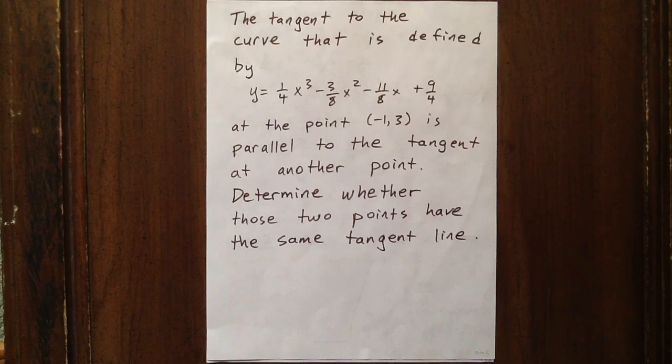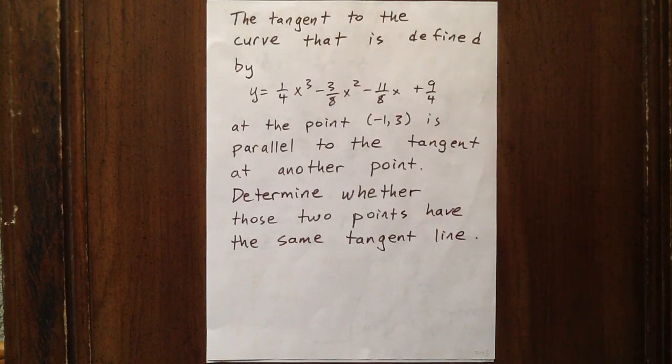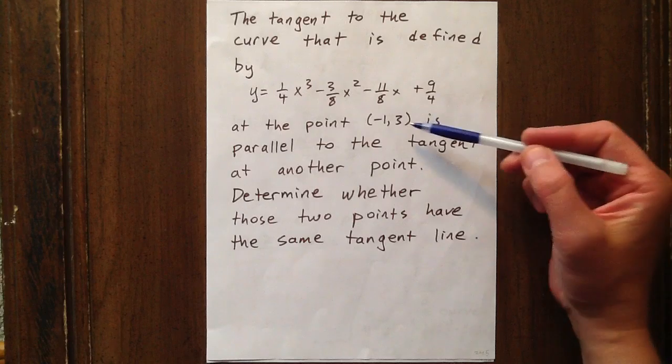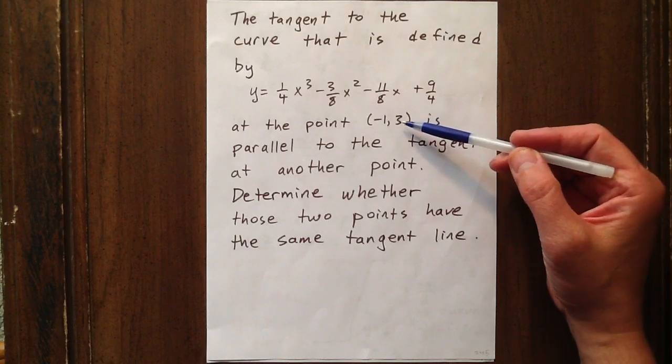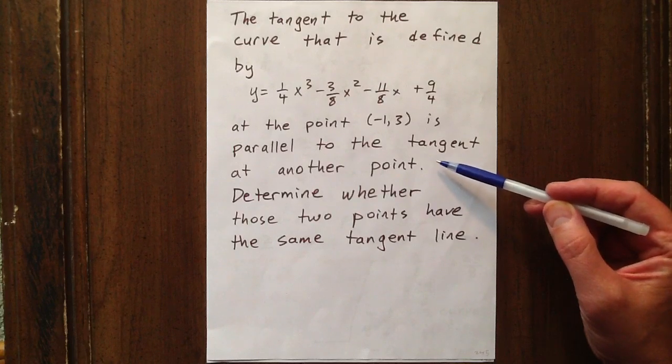In this question, we see that the tangent to the curve, defined by this equation, at the point (-1, 3) is parallel to the tangent at another point. We want to determine whether those two points have the same tangent line. Well, our strategy is going to be to figure out the other x value that has the same slope.